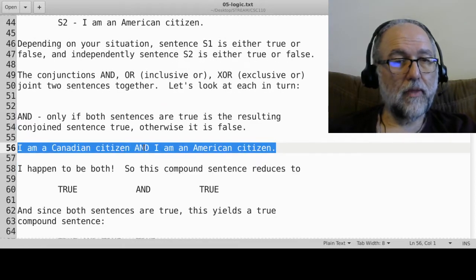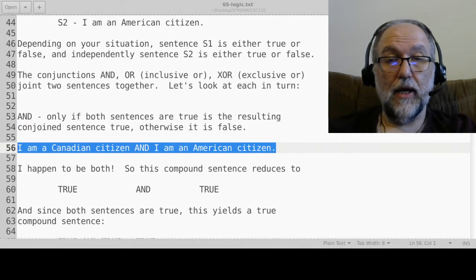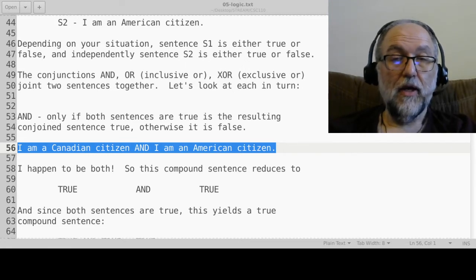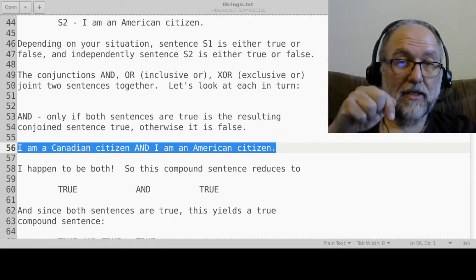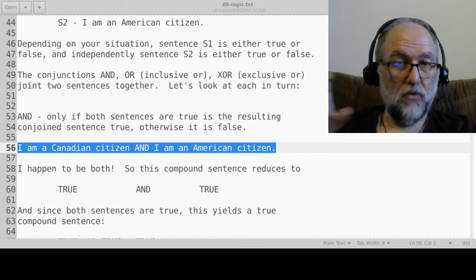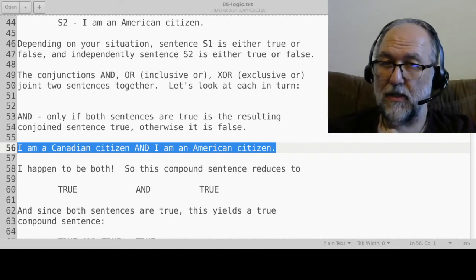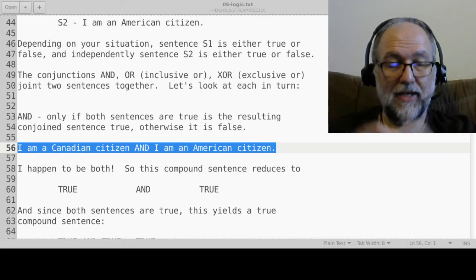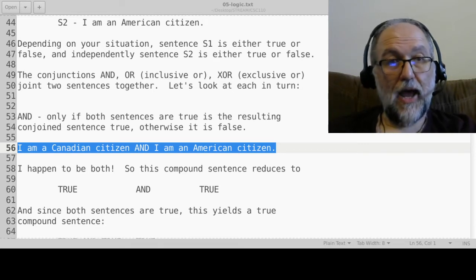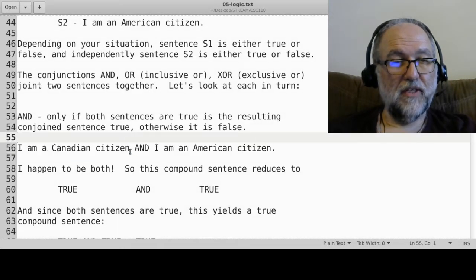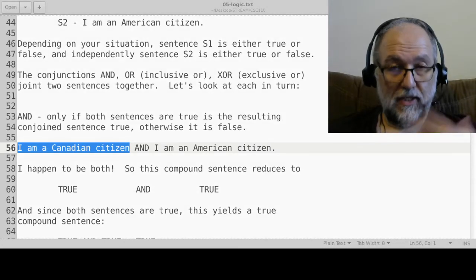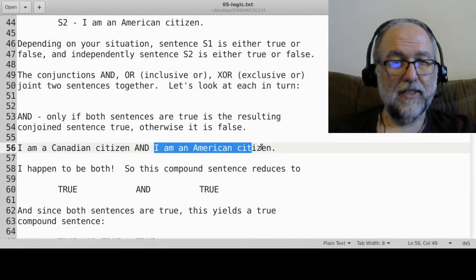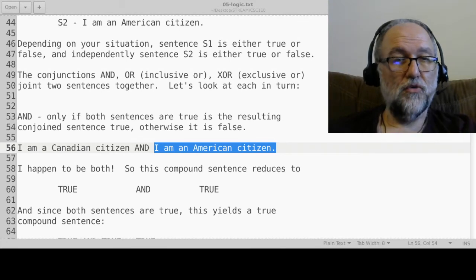So let's take a look at the sentence that you would get if you join together the two sentences that we looked at above. I could say I am a Canadian citizen, and I am an American citizen. Those are the two sentences above. I am a Canadian citizen, and I join it together with the second sentence, I am an American citizen, with the word and. Now as I said, I am both. So this first sentence here is true. I stated a true statement. And the second sentence here is true. So I stated a true statement.